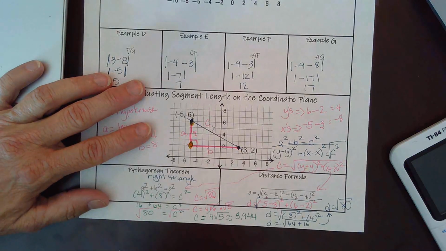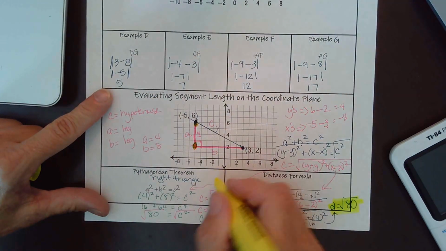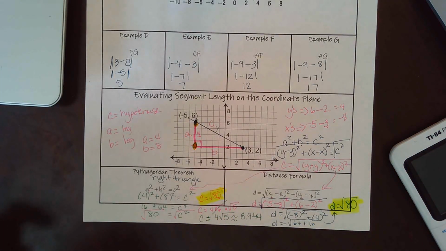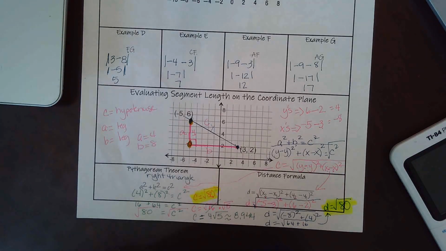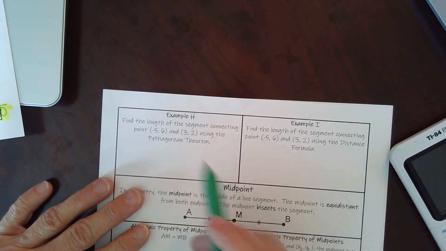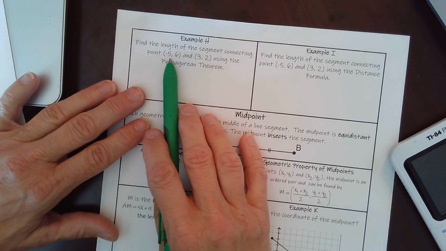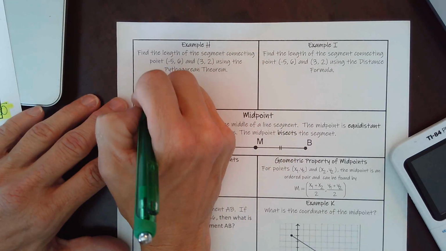And hopefully at this point you'll see that we found the distance between the 2 points, and we found the hypotenuse to both be the square root of 80. And then therefore we can simplify the same way we did before. Okay, so I'll reinforce that a little later, but let's look at some examples. I'm going to try to close this out by looking at a couple of examples. Example H says to find the length of the segment connecting these 2 points using the Pythagorean theorem. Okay, so I'm going to actually sketch this out.